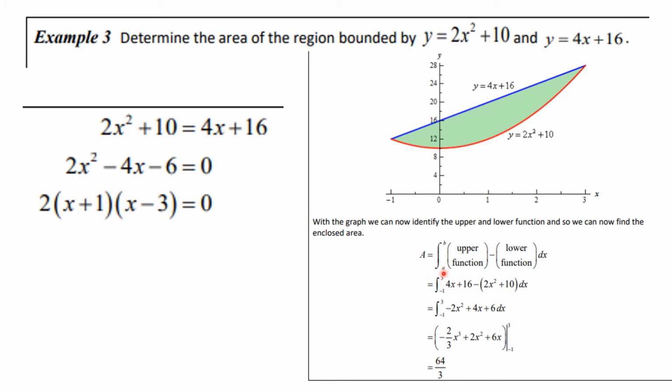So the area is going to be equal to the integral from minus 1 to 3. This is 4x plus 16 minus, and this is minus the whole of the function that's on the bottom. So this minus the whole of, those parentheses are important. You won't get the right answer if you don't do that. This is 2x squared plus 10. I distribute, collect terms, and do the integration, and I get 64 over 3. Make sure you can do this calculation.